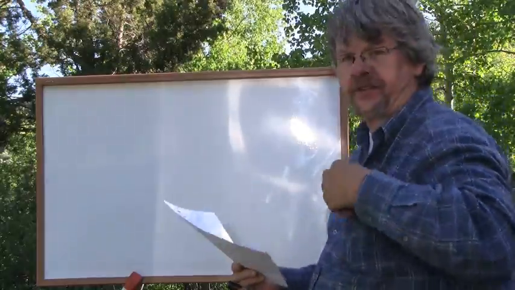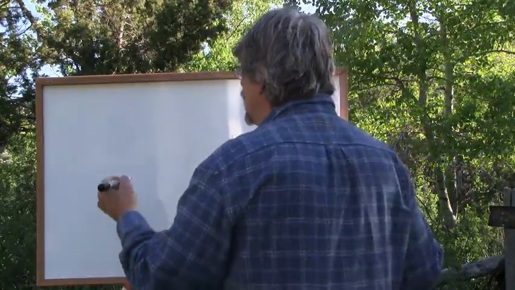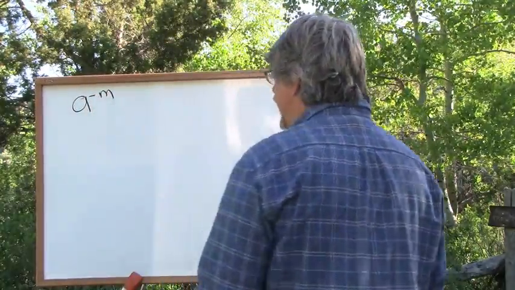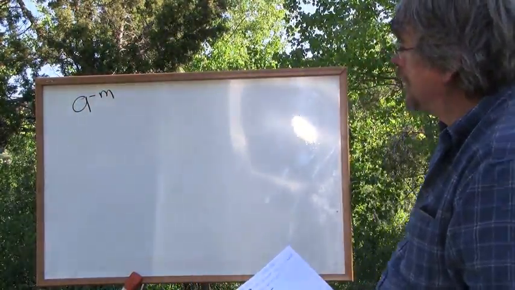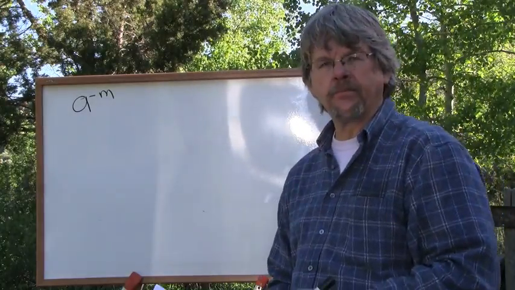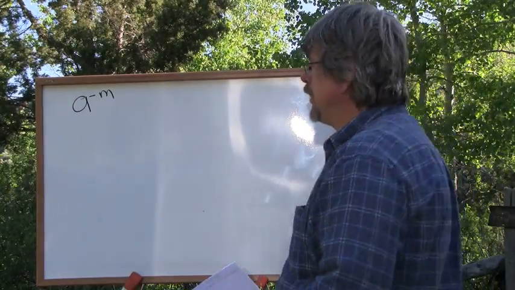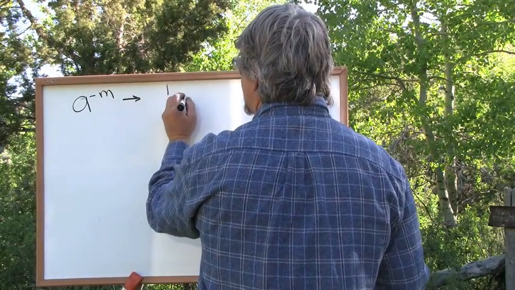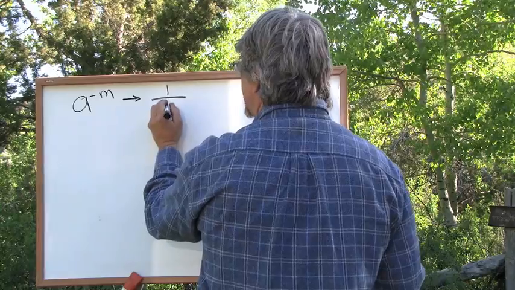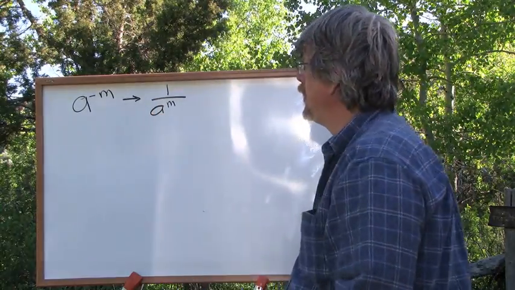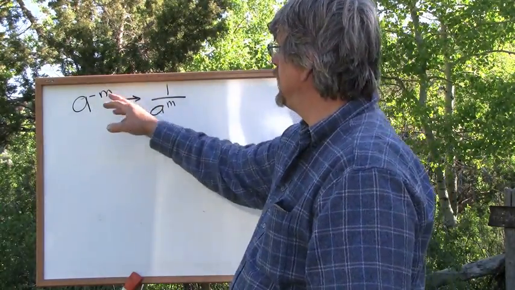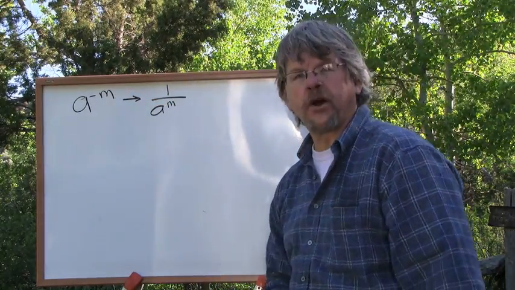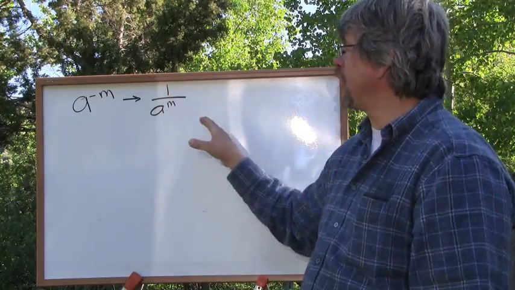Let's do some negative exponents. A to the negative m. Now we're given a negative exponent. You remember the idea here. This is telling you that this is 1 over a to the m power. You put the a to the m as the denominator in a fraction and take away the negative, and that's your proper answer. This will be very valuable to know.